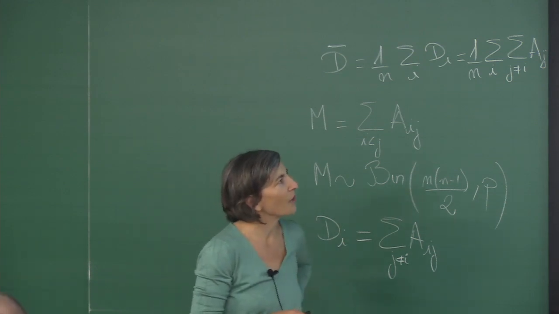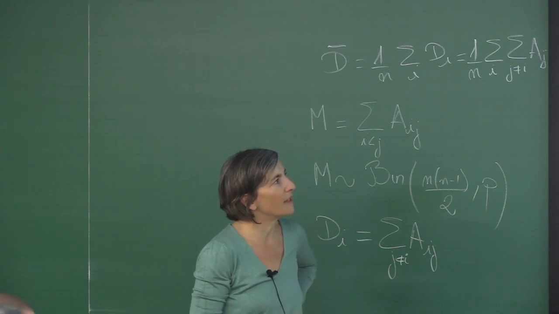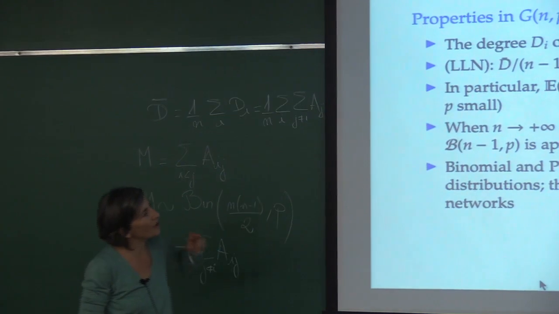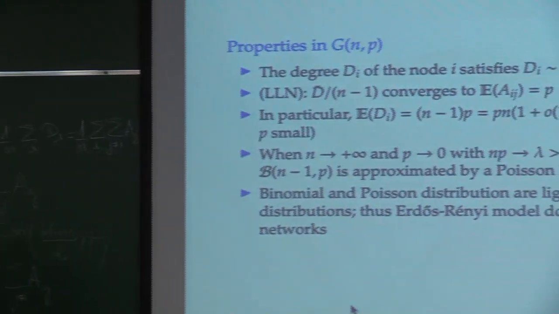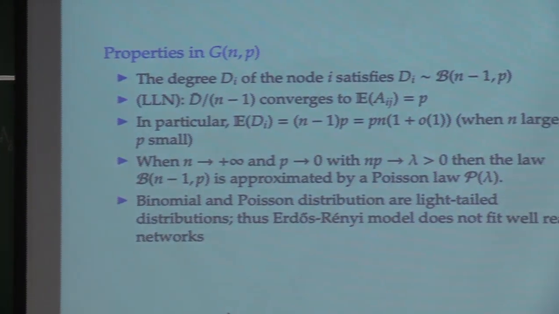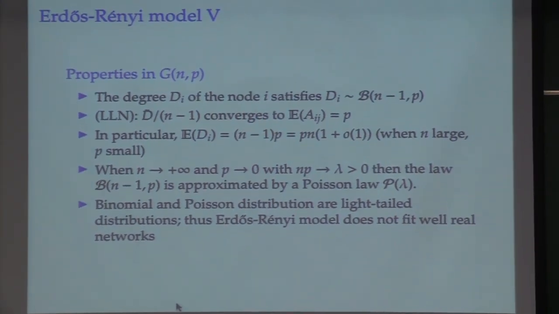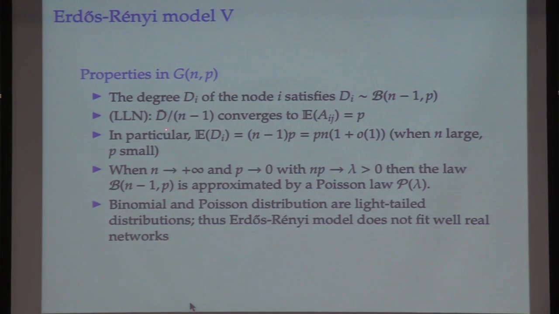So applying a simple law of large numbers, we can see that this converges to the expectation of that, which is simply p, which means that the average degree in an Erdős-Rényi random graph is almost equal to p times n. So you see that the average degree of any node is p times n.